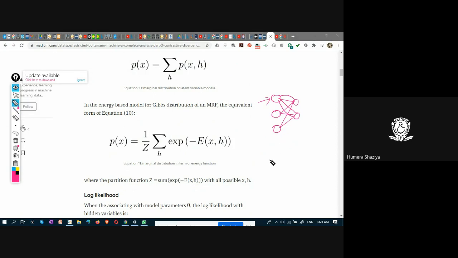It is taking the power e to the power of minus E(x), and you do this sum over all the combinations, this node with these two nodes, this one with these two nodes. This is known as the energy function, the energy-based model.